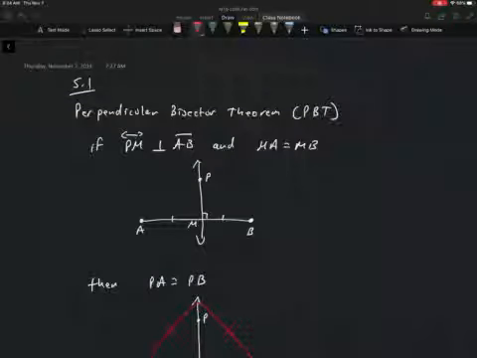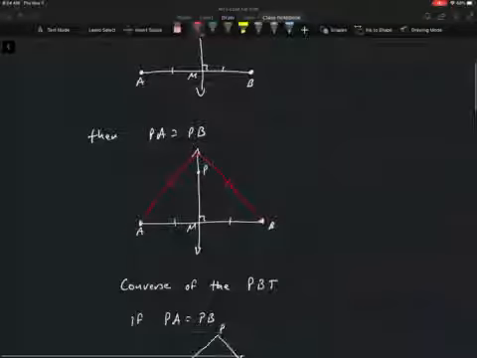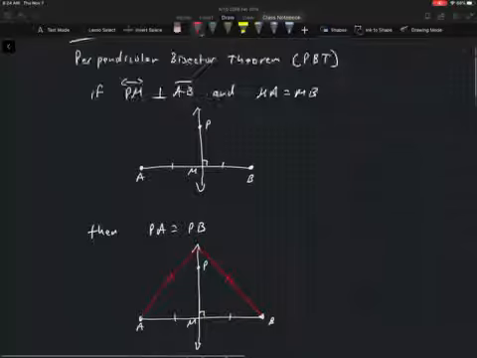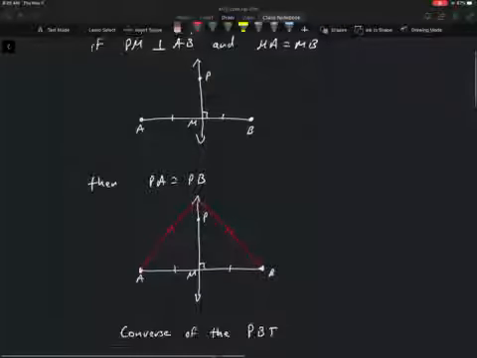So the first one says that if line PM is perpendicular to segment AB in this diagram, and MA is equal to MB, then we can state that PA is equal to PB. And so basically what this says is that if a line intersects a line segment and it forms a 90 degree angle, and the segment is bisected, or cut down the middle, then the two parts are equal in length.